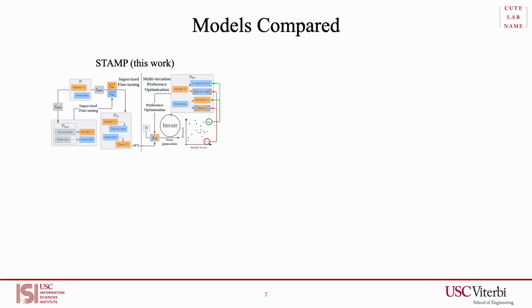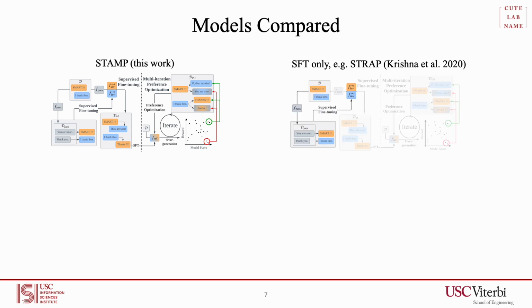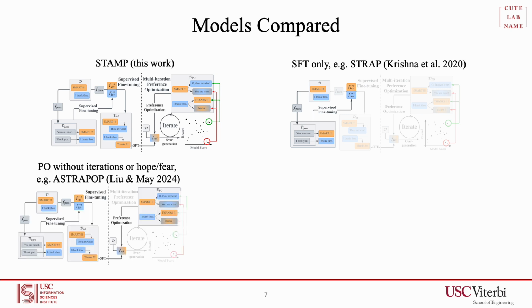So now let's talk about the models that we're going to compare. Of course, we're going to compare STAMP. That's the model I just outlined. We're also going to try some ablations that relate to other published work. We can try just doing the supervised fine-tuning and not the preference optimization, which is basically the STRAP model from Krishna et al. 2020, where we got our inspiration. We can also do preference optimization, but not try the hope and fear iterations. That's Astrapop, our previous work from 2024.